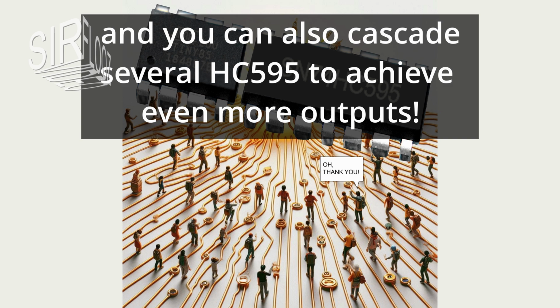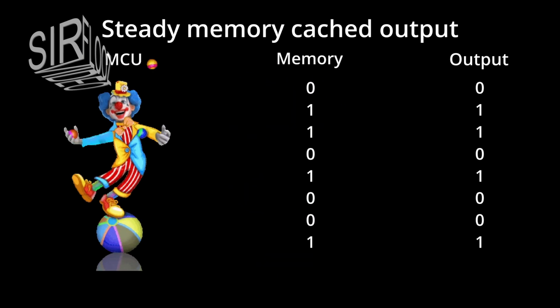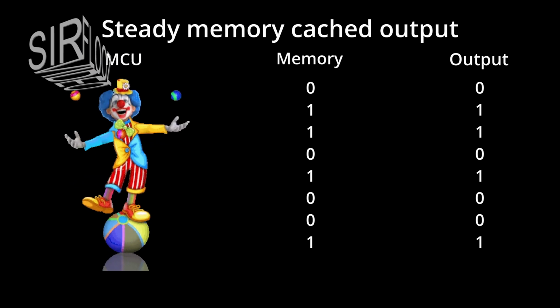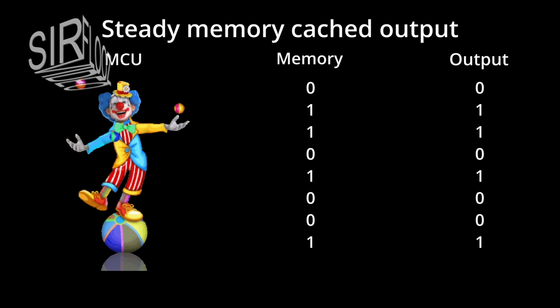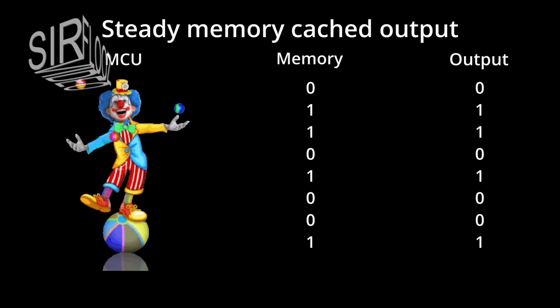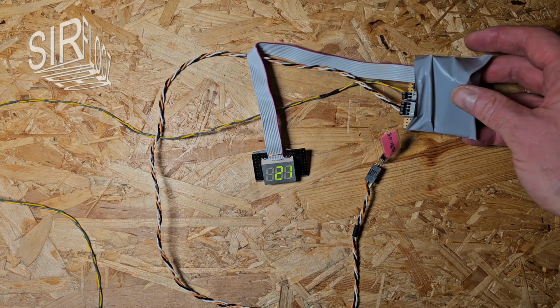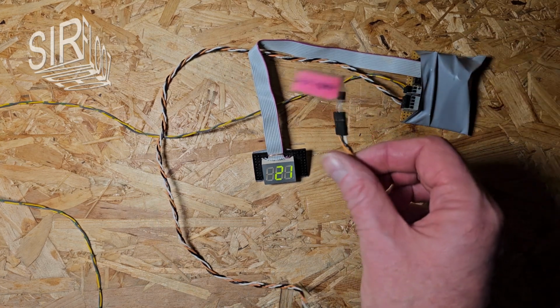Another showcase is to use the 595 as an output memory. This has the advantage that the outputs show the logic state uninterrupted as it has been set, regardless of whether the MCU is busy on another task or while the output is being updated. That is a big advantage if an LED display is used, for example.